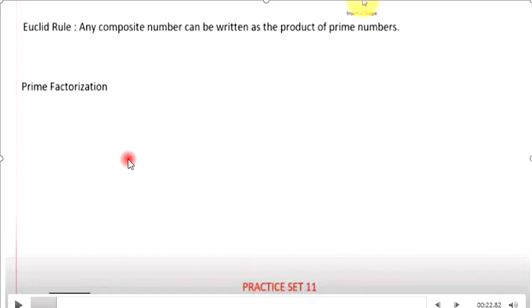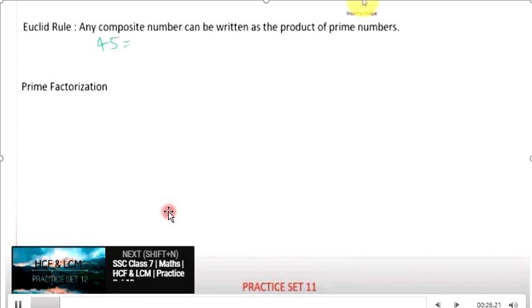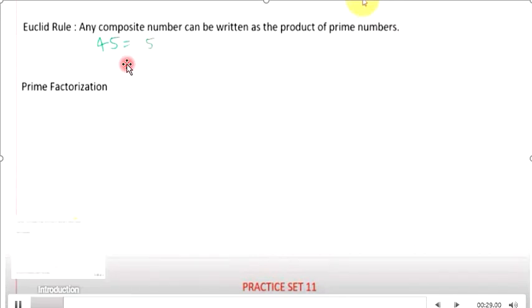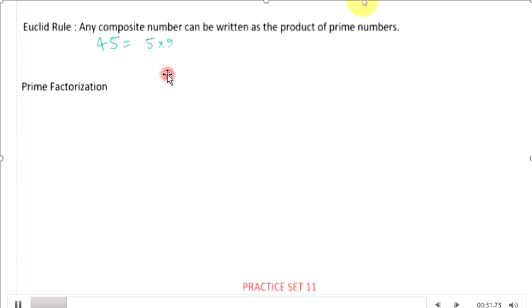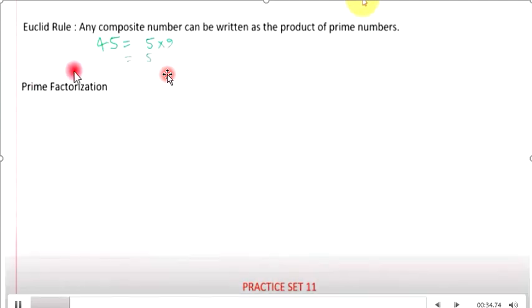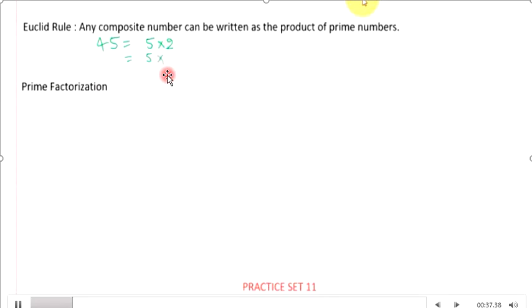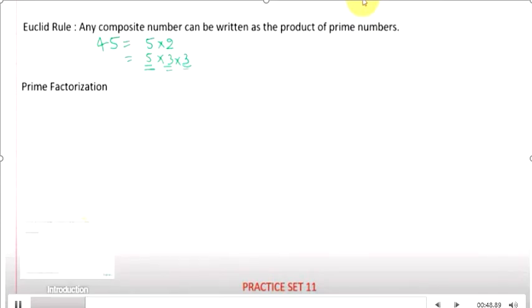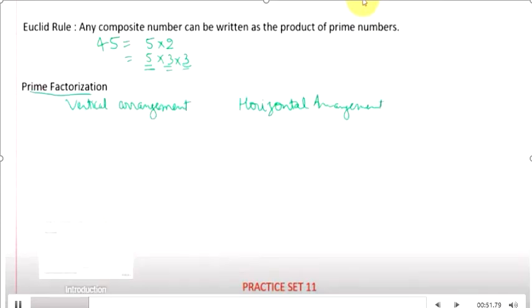Always remember, any composite number can be written as the product of prime numbers. For example, if I take the number 45, I can write 45 as 5 into 9. 9, if you try to factorize it further, can be written as 3 into 3. So 45 is 5 into 3 into 3. Now this is the representation in product form. So 5, 3 and 3 are the factors of the number 45.